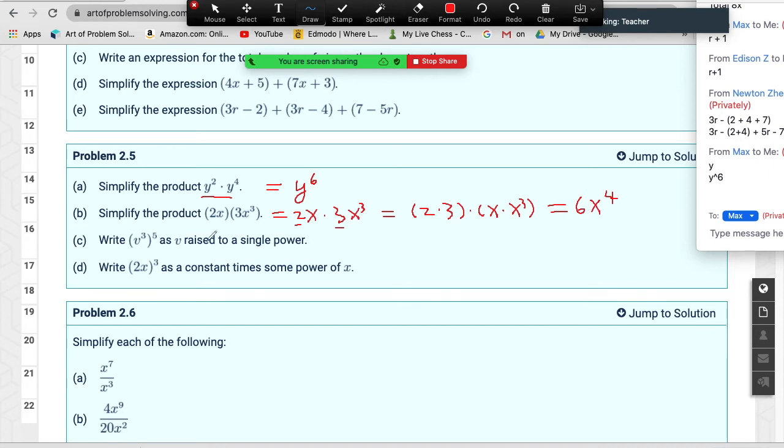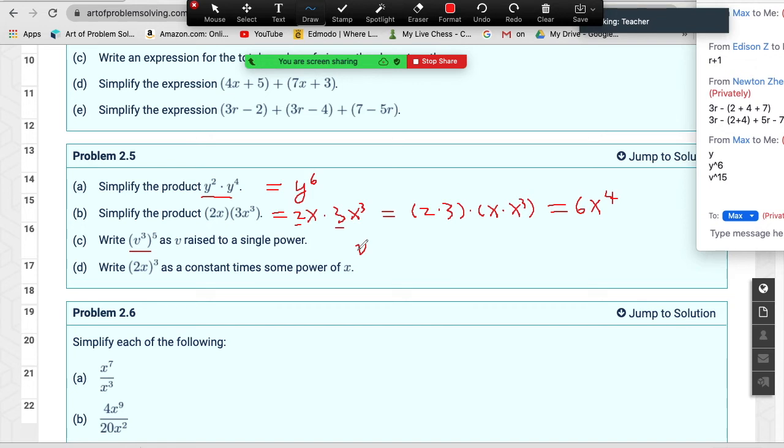Now let's go to C. Write this one as v raised to a single power. This one is called product of the powers. So v power 3, then power 5. This one equals, based on the definition, yeah, Max, you're right. This one will be 5 v cubed multiplied together. This one equals v cubed times v cubed times v cubed times v cubed times another v cubed, right? So then here you have 5 of these terms. Based on this example, just add their powers together. So you got v power 15 because you have 5 3's here. So correct answer is v power 15.